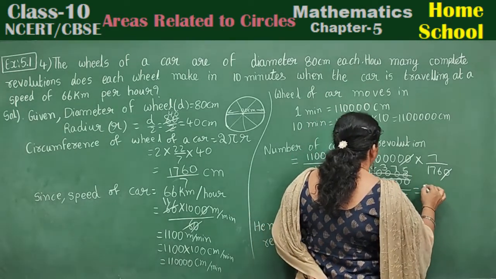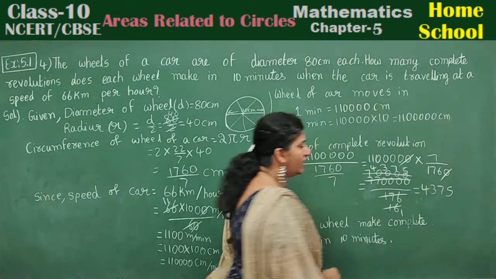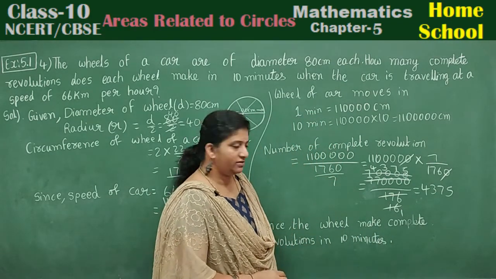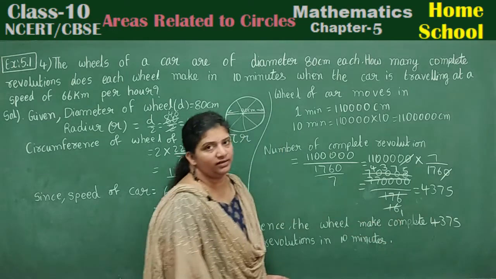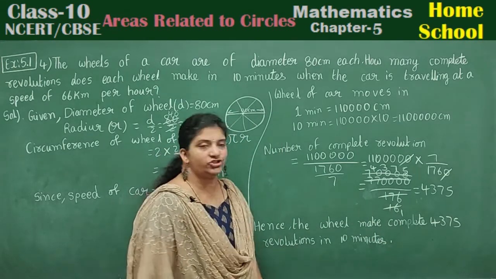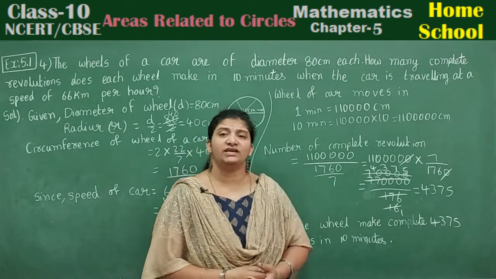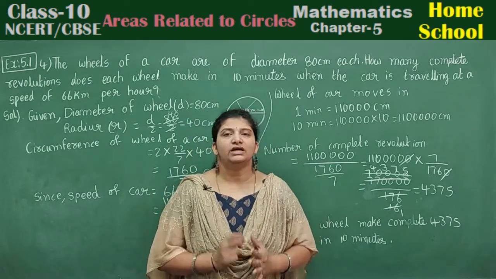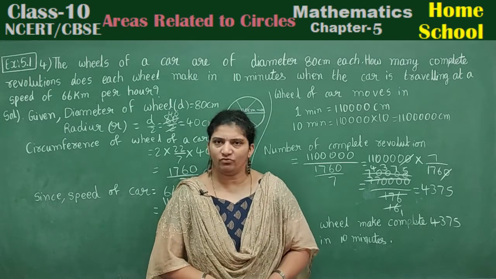Therefore, what is your final answer? 4,375 rotations. Hence, the wheel may complete 4,375 revolutions in 10 minutes. So, if the minutes or the speed are changed, the method is simple. You need to solve the problem in the same way.